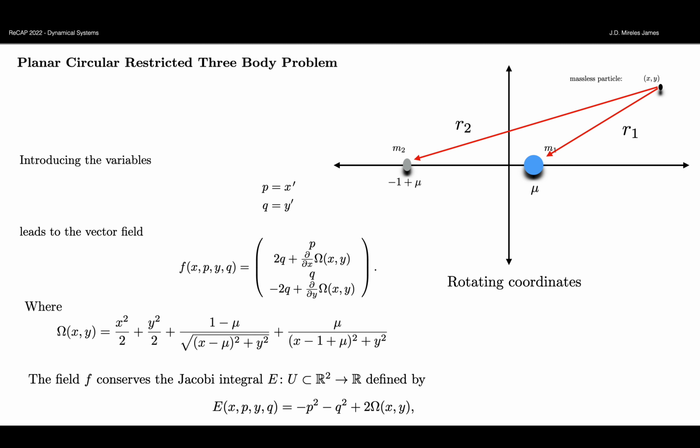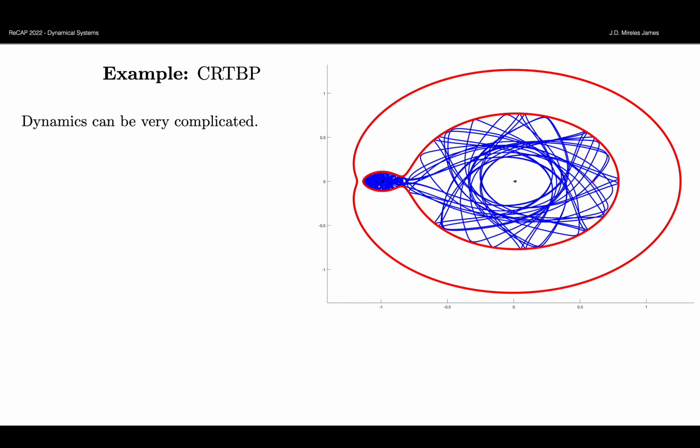However, it has a conserved energy-like quantity called the Jacobi integral. I'll usually write E for this unless we fix a value of it, and then I'll refer to the value as C. So it's a 4D vector field, but the actual dynamics of any particular orbit live in these 3D level sets. Here's an example of a numerical integration of an orbit at a particular energy level for this system. And one of the things you can see is that it looks very complicated.